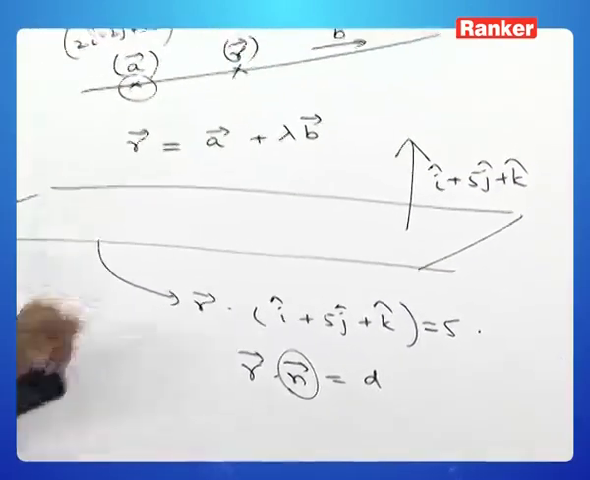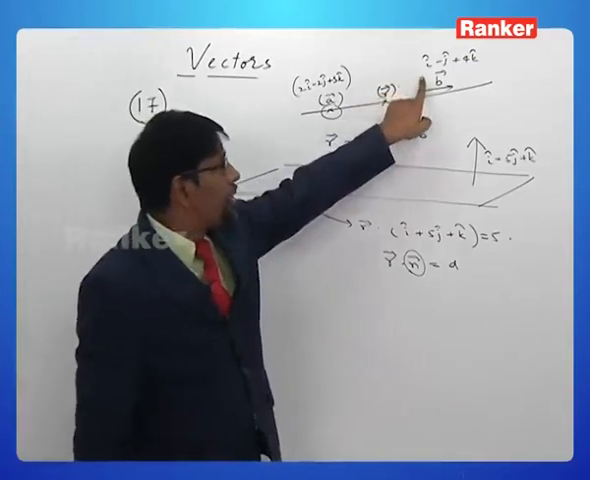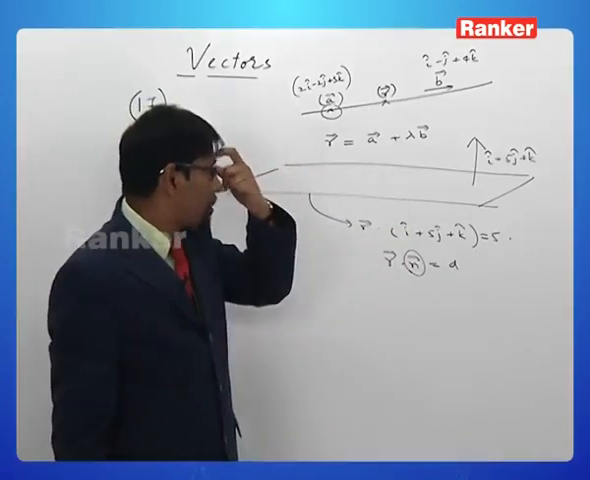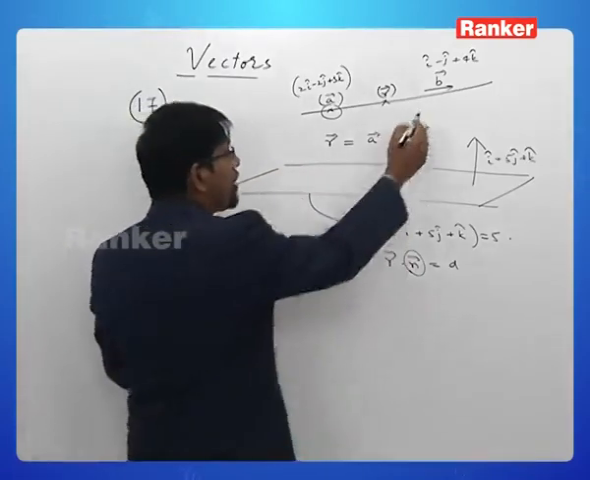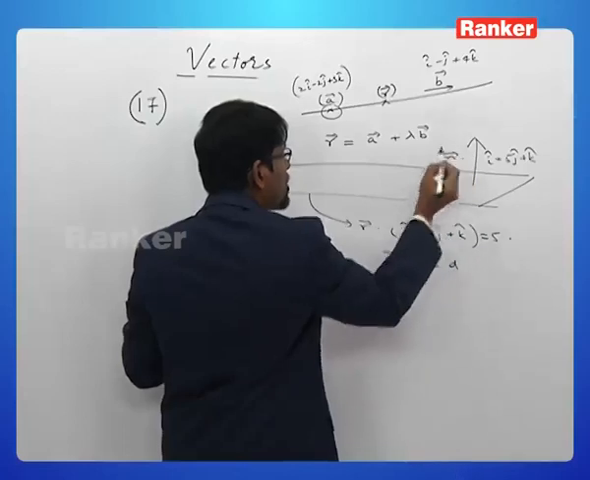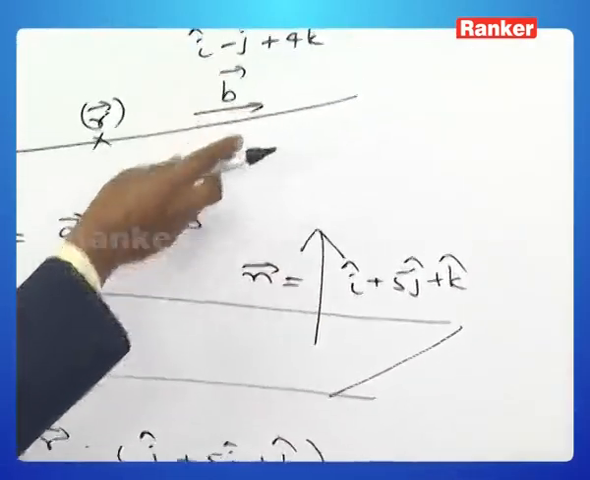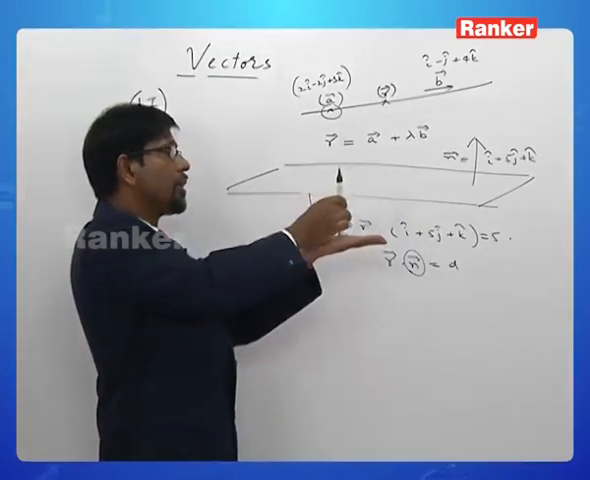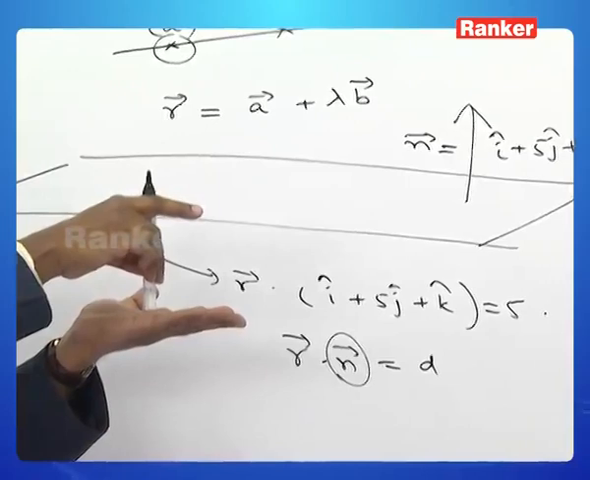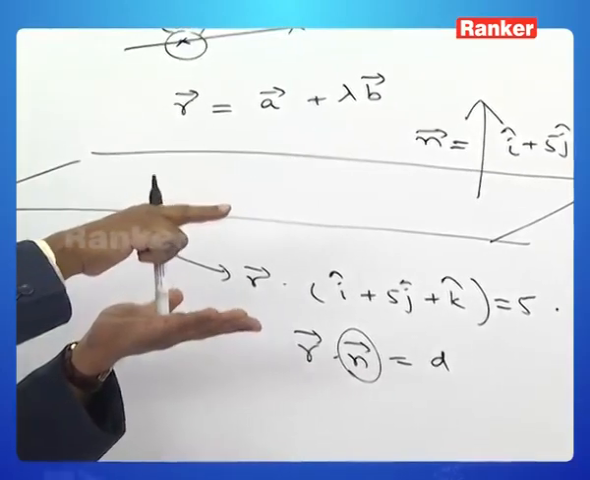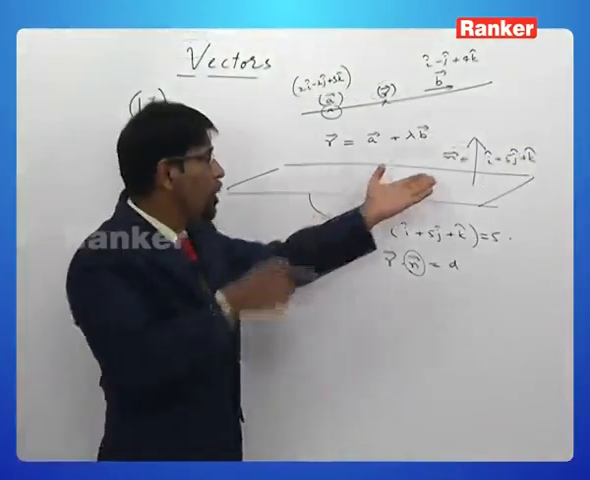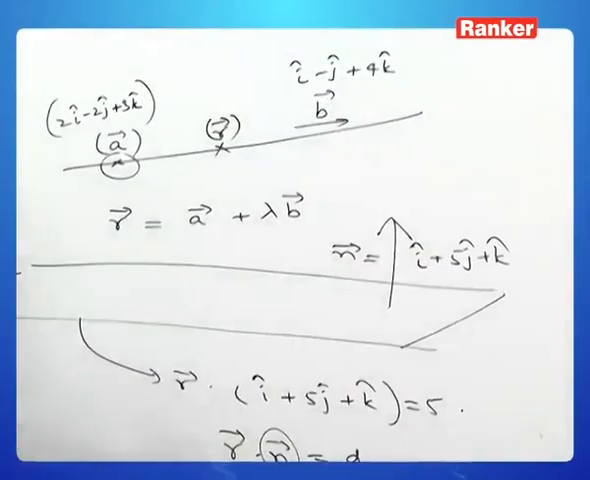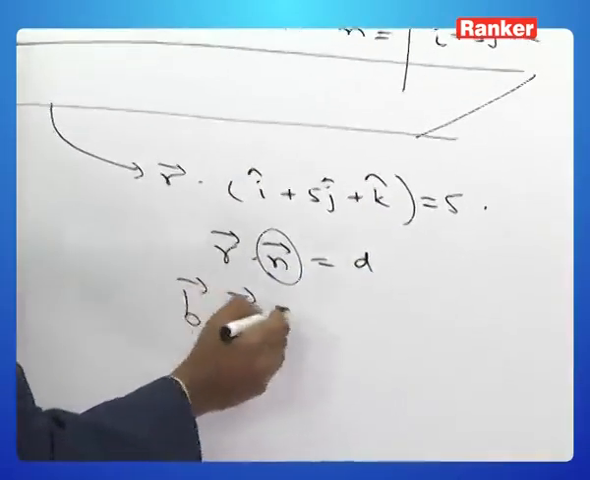Let's make one observation here. This line is actually parallel to this plane. The given line is parallel to the plane. How do we observe that? We observe that b bar dot n bar is 0. When the line is parallel to the plane, the vector parallel to the line should be perpendicular to the normal to the plane. So what should we have?